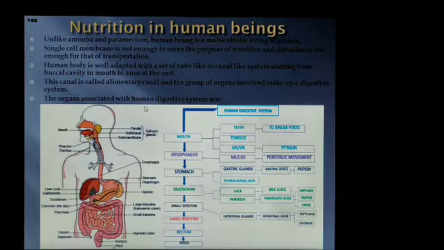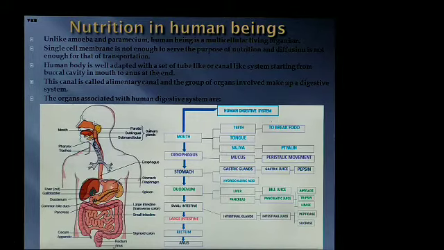Why? Because diffusion is only applicable when the two cells are close to each other, whereas our human body is a very complex, well developed, big-sized organism. So the cells are not close to each other, they are far from each other, where diffusion cannot help. So a transportation system has to be developed. The human body is well developed with a set of tube-like or canal-like systems, starting from the buccal cavity in the mouth to the anus at the end.